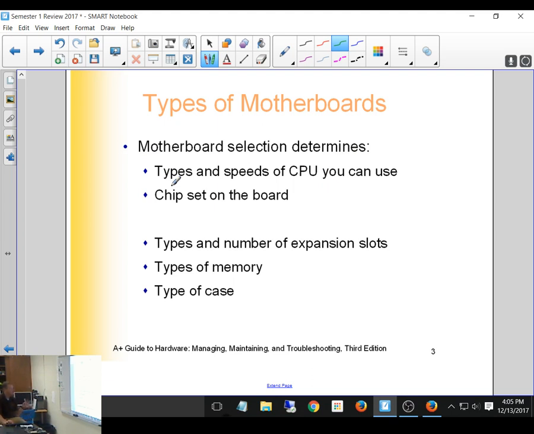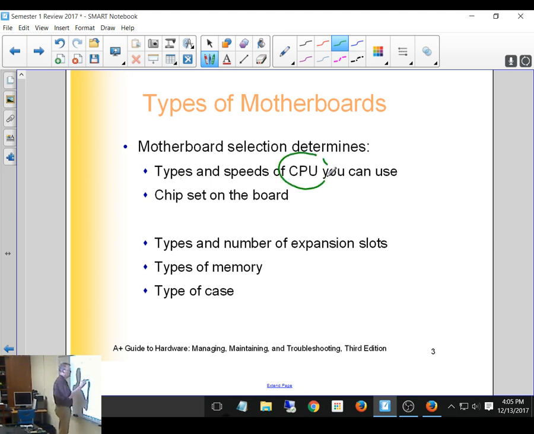The motherboard determines what the chipset is on the board, determines the type of CPUs, the type of memory, the type of expansion cards that we can get on there, and the type of case. So our motherboard determines those. Sometimes we work backwards though. That's what we were talking about the other day, and that was the point of that exercise.